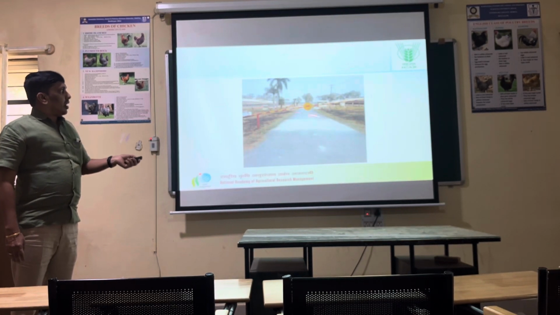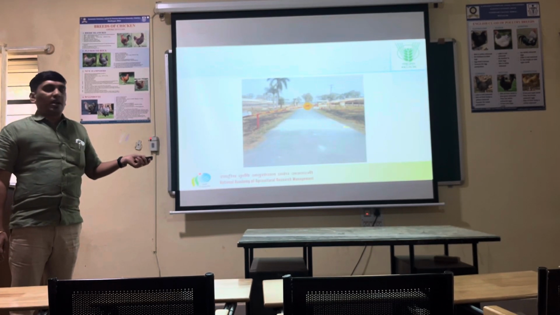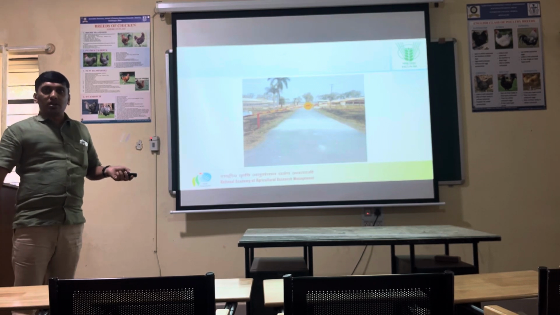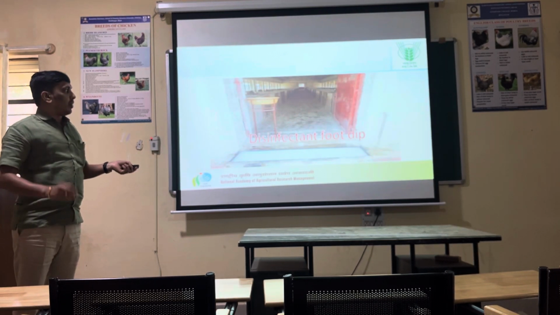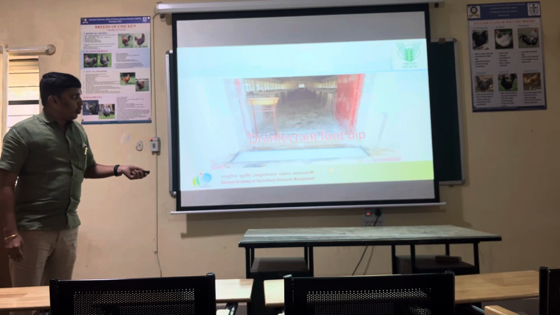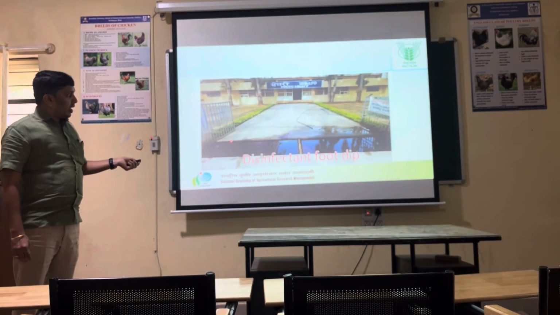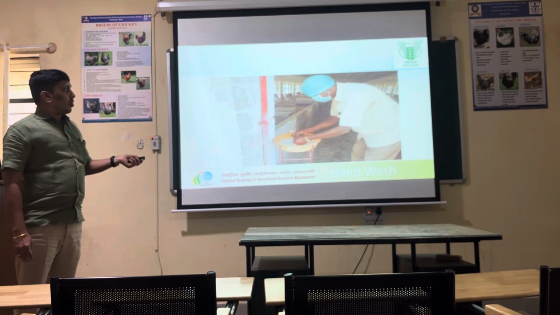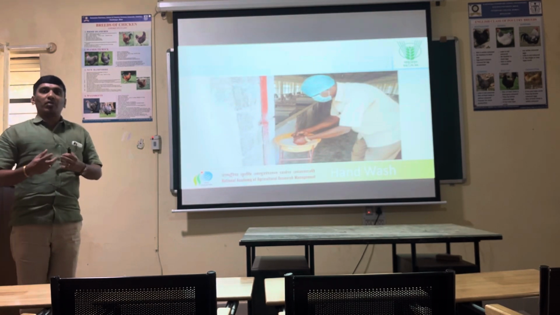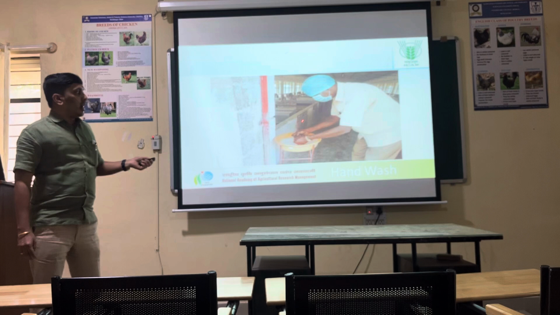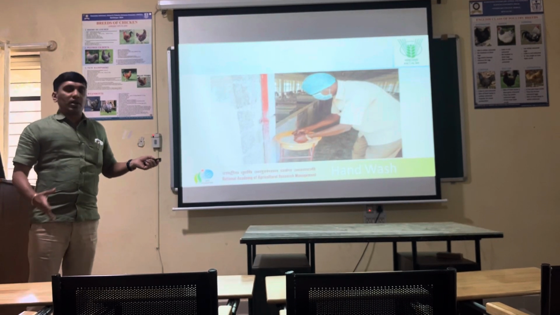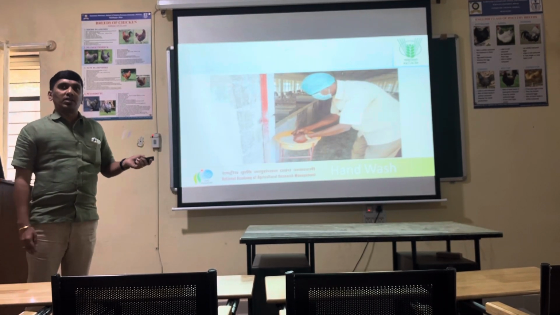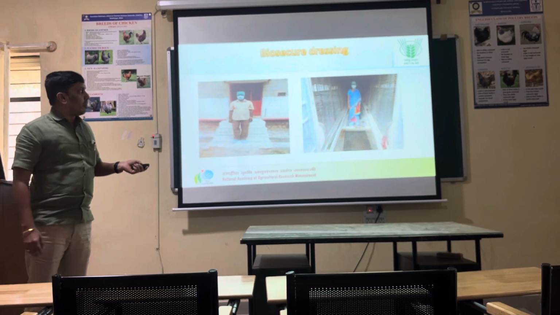And at least you have to put some barricade and limestone on the road so that it will provide some kind of disinfection, and a disinfectant foot dip. Even at the hatchery level you have to put a disinfectant foot dip at the entrance, and have a daily practice of hand washing. This hand wash will sanitize the person who is involved in the poultry farm activities.